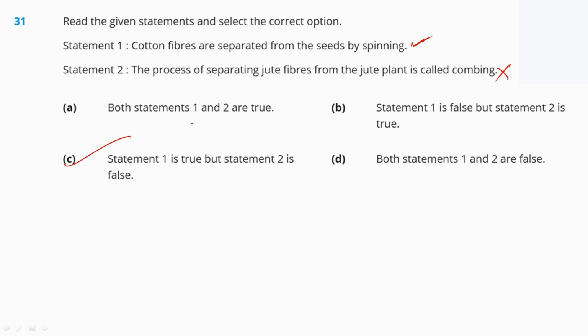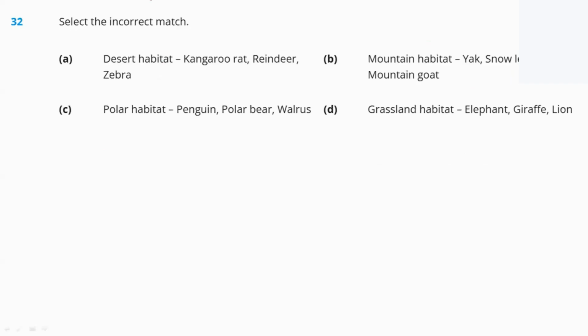Next. Okay, so this is not spinning, this is ginning actually. Sorry, my bad. Okay, so this is also an incorrect statement. So option number C is not correct because it's D, which is the correct one. Both statements are false.